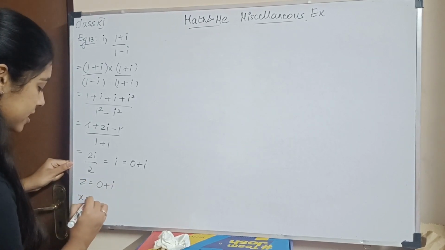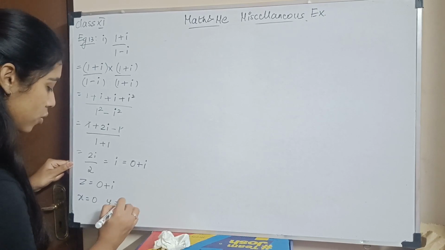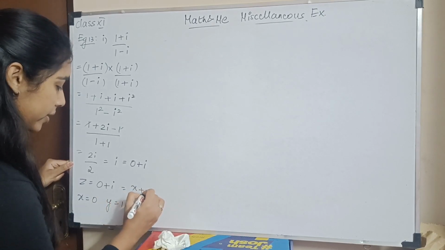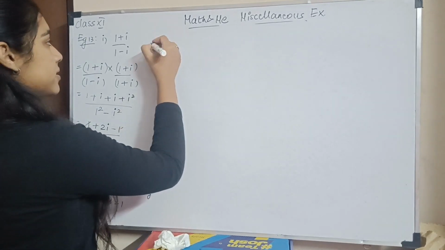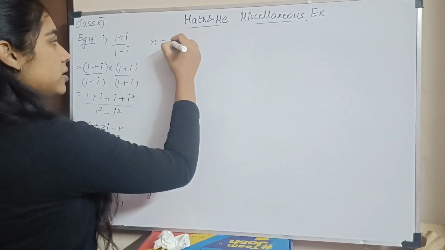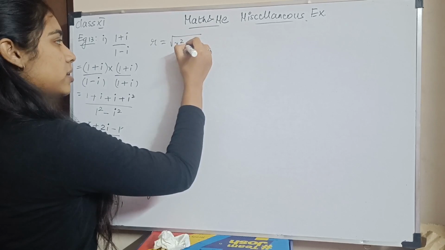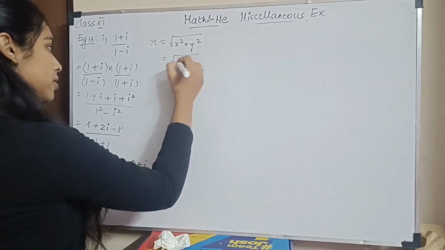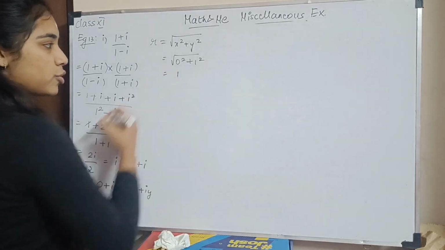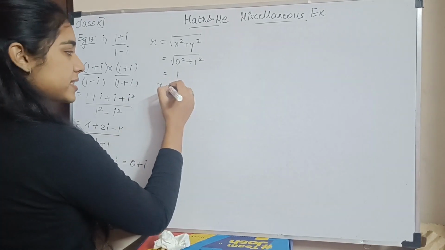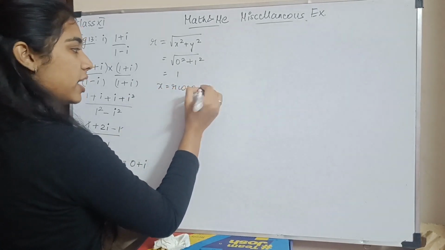So, what is my x? 0. y is 1. This is the form x plus iy. So, my x is 0, y is 1. Now, what is the modulus? r is nothing but root of x square plus y square, which is root of 0 square plus 1 square, which is 1. So, now r is found. What else do you know? x is equal to r cos theta. This is how they ask to find the argument.